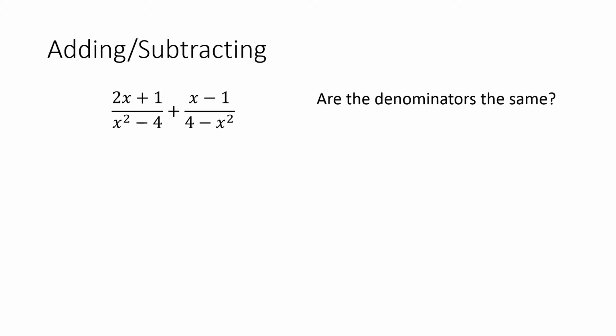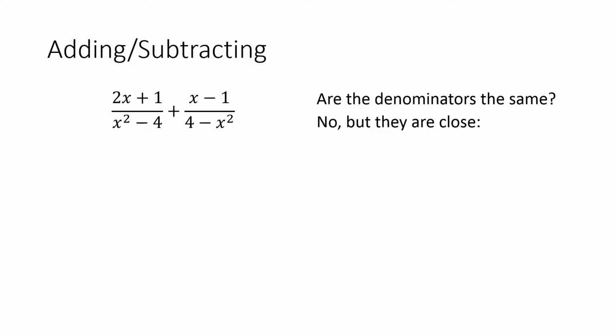So here's another one. 2x plus 1 over x squared minus 4 plus x minus 1 over 4 minus x squared. So are these denominators going to be the same? Well, they look similar, but they're not actually the same.